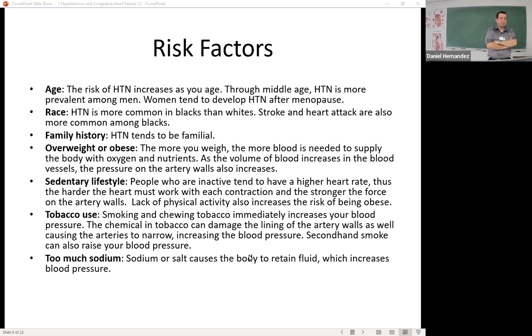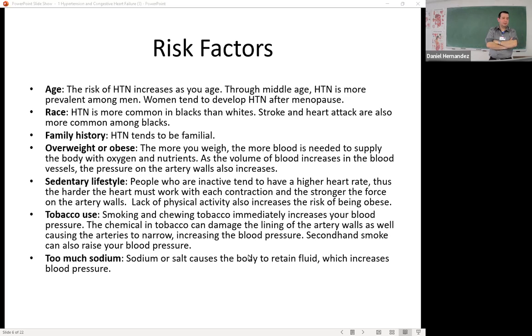There's also correlation with diabetes and being overweight. The more you weigh, the more blood you need to supply the body. So you have a larger body mass, and you need more blood supply with oxygen and nutrients. As your blood volume goes up to meet those demands, this is going to increase the pressure within the vessels because you have more blood supply. There's also extra pressure on the arterial walls. So you have extra external pressure pushing on those arterial walls as well. This also adds to the increase in the patient's pressure when they're obese.